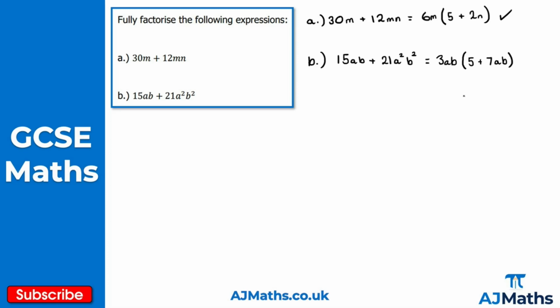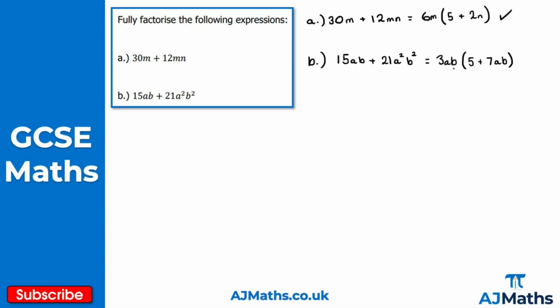The other way that you can think about this, if you're struggling to figure out how to go about this, is you can almost divide it. So 15ab divided by 3ab, that would leave you with 5. And then 21a squared b squared divided by 3ab, that will give you 7ab. Okay, so if you find that easier, you can do that as well. I think it's easy enough to just think about it as multiplication. So what do I times 3ab by to get 15ab? Well, that must be 5.